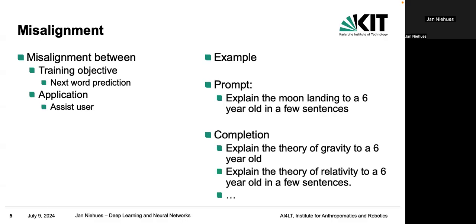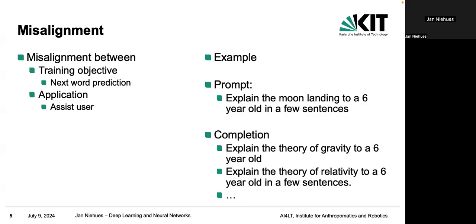Another example is when you have the prompt, explain the moon landing to a 6-year-old child in a few sentences. What you want to have is, of course, that it does this explanation. However, if you think about where this comes from, maybe very often there is this list of questions. So a very probable continuation could also be explain the theory of gravity to a 6-year-old and explain the theory of relativity to a 6-year-old in a few sentences. So it's not really creating the summary, but it's creating a list of possible questions, which might be occurring even more often on the internet.